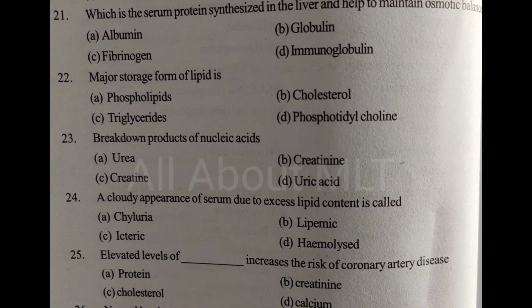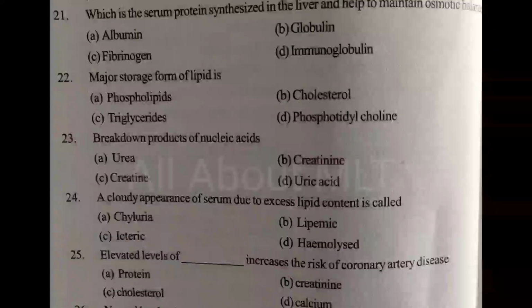Breakdown products of nucleic acids. Option A, urea. Option B, creatinine. Option C, creatine. Option D, uric acid. Answer is option D, uric acid.